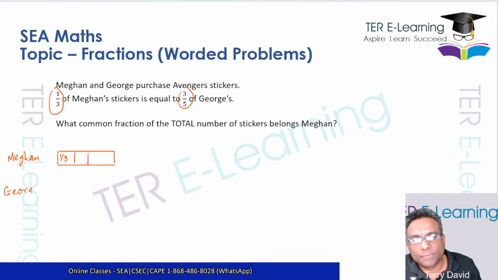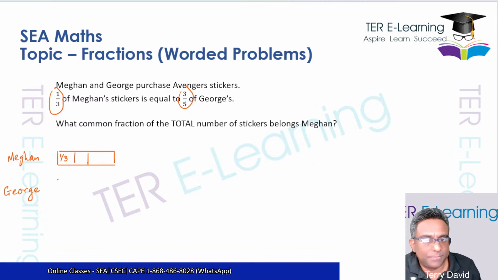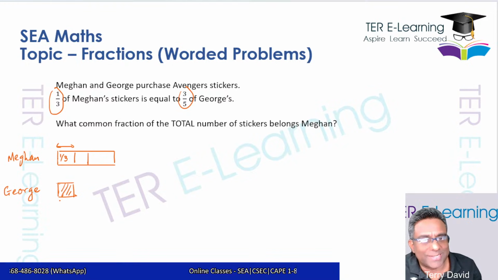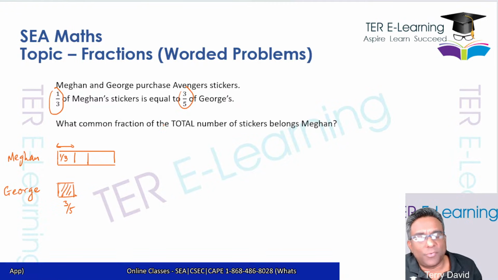So we have George here, right? Now this 1/3 share, that's from here to here, is equal to 3/5 of George's. So that means that this piece here, for George, is actually equal to 3/5 of what he has, right? This here corresponds to 3/5. Now, for a question like this, what I would suggest you do is we're comparing 1/3 and we're comparing 3/5.